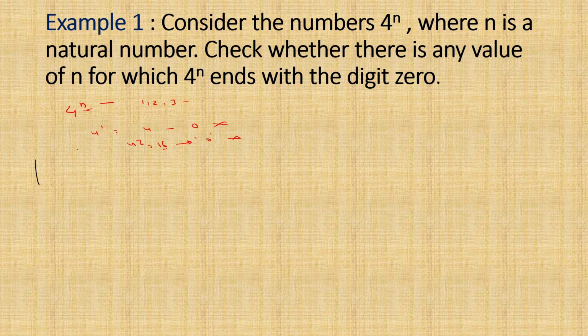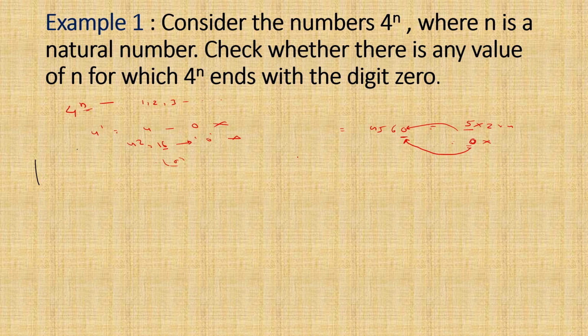That means here, instead of 6 or 4, we should get 0 for some value of n. We need to check that. So what is the first condition to get 0 as the end digit of any number? 4, 5, 6, 0. To get 0, what is the possibility? It should be multiplied with 5 or it should be multiplied with 0. Understood now? If it is multiplied with 5, we will get 0. That is 2 into 5 or 4 into 5, we will get 0. Or if it is multiplied with 0, we get 0.